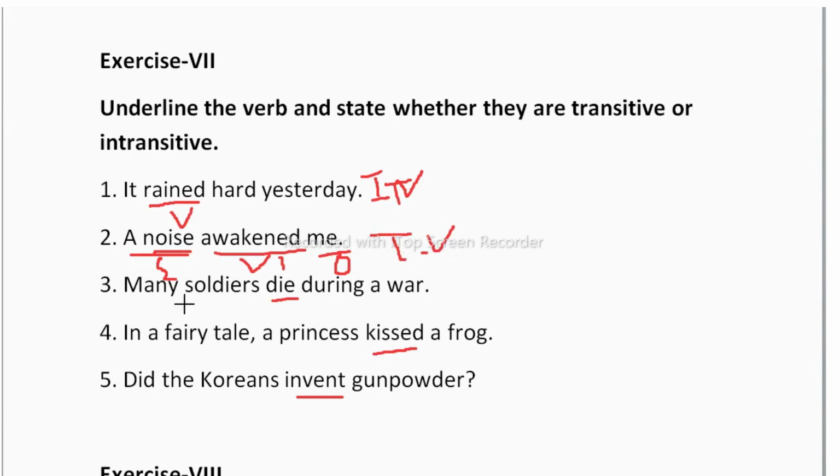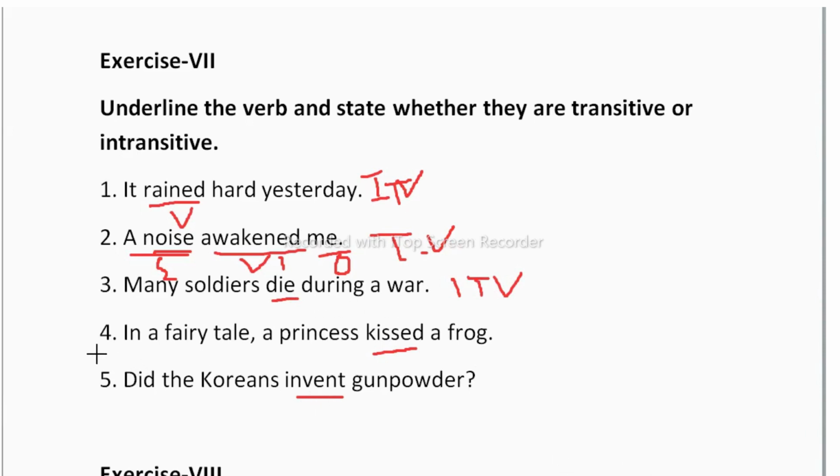Now let's see the next one. "Many soldiers die during a war." So "die" is the verb. We cannot change this into passive voice, because "during a war" is showing the period. This can't be an object of this sentence. So again, this is also an intransitive verb, because after "die" we need an object, which can be a noun or pronoun only. This will be an adverbial phrase.